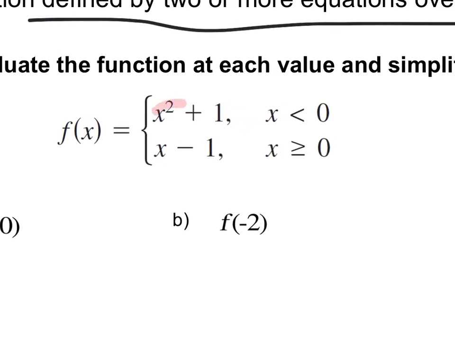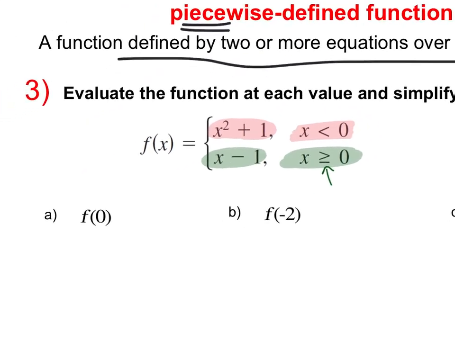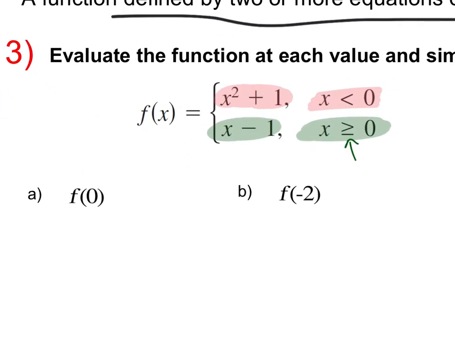So the function I'm going to use is x squared plus 1 if x is less than 0. So any number where x is less than 0, I would use x squared plus 2. And then anything where x is greater than or equal to 0, so 0 is included in this one, I would just use x minus 1. For these, you just need to decide which equation you use.